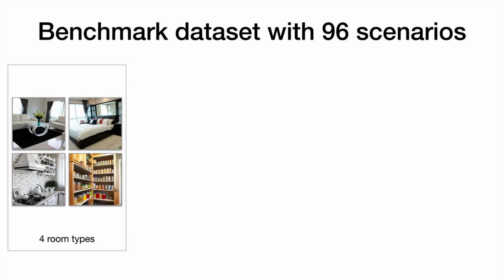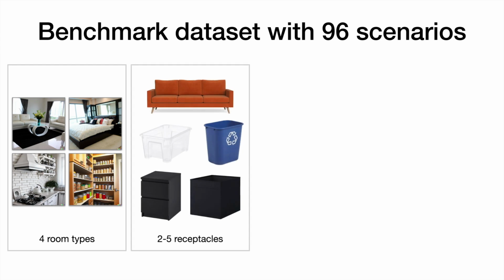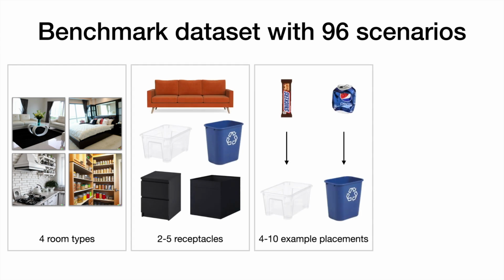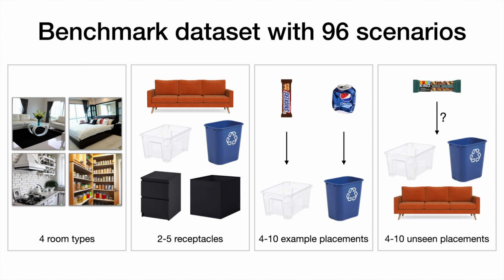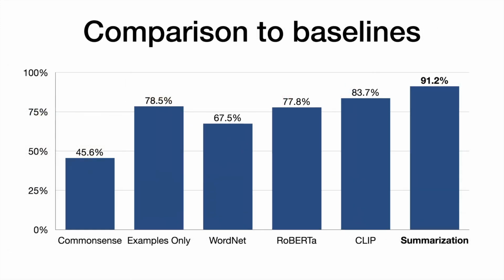To evaluate our approach, we built a text-based benchmark with 96 different scenarios and 4 room types. Each scenario has a set of receptacles and a list of example placements expressing the preferences of a particular user. For evaluation, each scenario also has a list of unseen objects different from the examples. We evaluate whether our method is able to place these unseen objects into their correct receptacles. Using this benchmark, we compare with several baseline approaches and find that our summarization approach performs the best, achieving 91.2% accuracy.